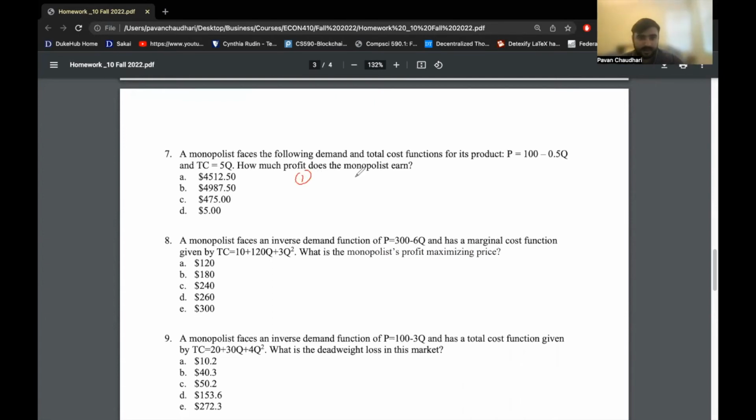So like always, for every firm, we start with MR equals MC. Here they didn't give us either of them, so we have to find both. So MR, again, same intercept, 100, double the slope, so 0.5 times 2 is just 1, so minus Q. Total cost. How do I get from the total cost to marginal cost? I take the derivative, so I get marginal cost equals 5. And then I just plug this in. 100 minus Q equals 5. Q star is 95.